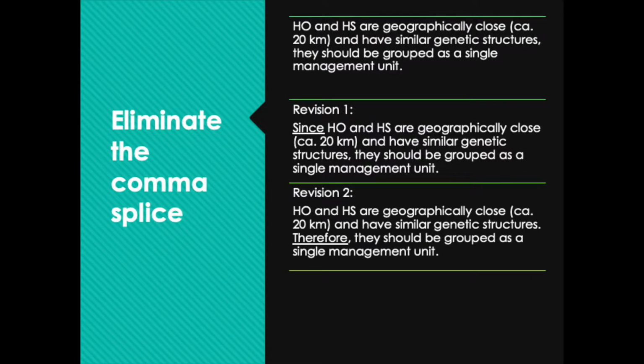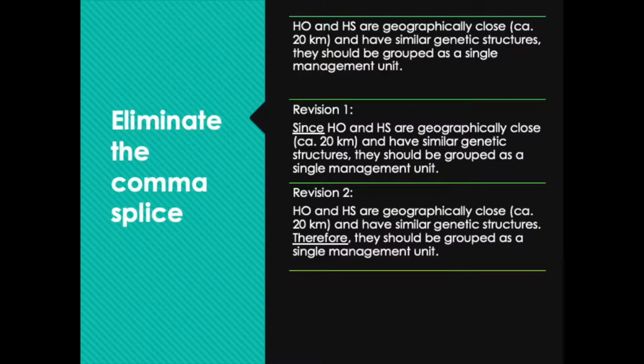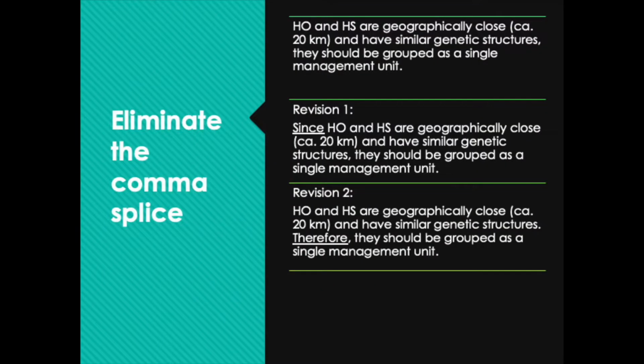Another example is this. HO and HS are geographically close, approximately 20 kilometers, and have similar genetic structures, comma. They should be grouped as a single management unit. All right, so that comma splice needs to be corrected, but how should we correct it? There's 2 different ways that I can see. The first one is to say, since HO and HS are geographically close, approximately 20 kilometers, and have similar genetic structures, comma, they should be grouped as a single management unit. We still have the comma there, but because we've added the word since to the beginning of this sentence, now it works. The other way we could do it is just make it 2 separate sentences by adding a period instead of a comma and a transition word, therefore, at the beginning of the second sentence.